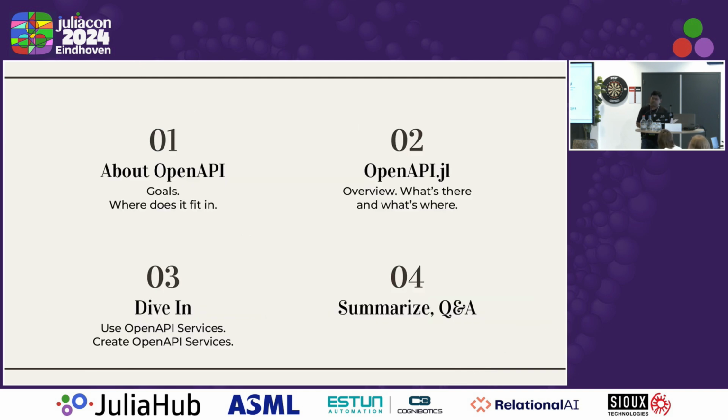So I'll start with the OpenAPI basics, a little bit about OpenAPI itself, what it tries to solve, and what are its goals. Then I'll switch to OpenAPI.jl, what we have in Julia, and where things are and what we should use. Then I will get into some demo where we'll actually see the details. And finally, we should have time to summarize and have some questions and answers.